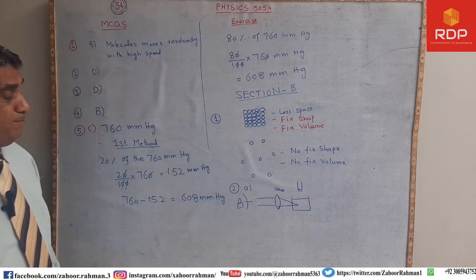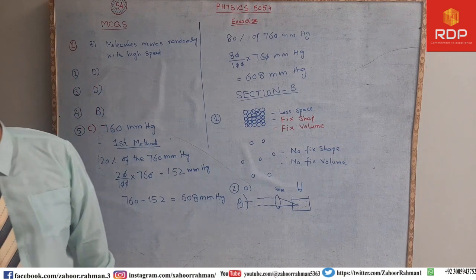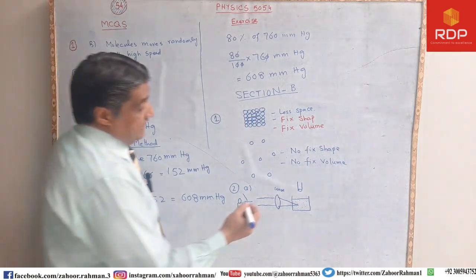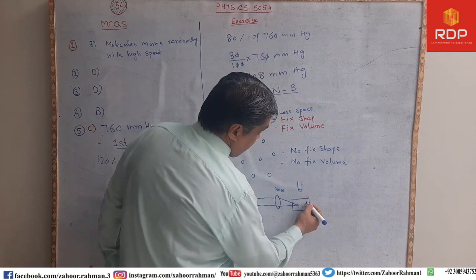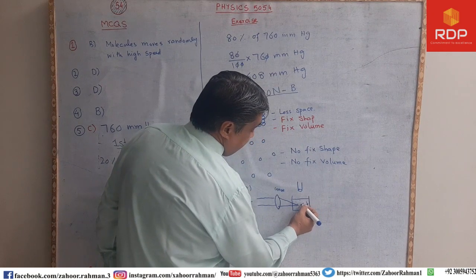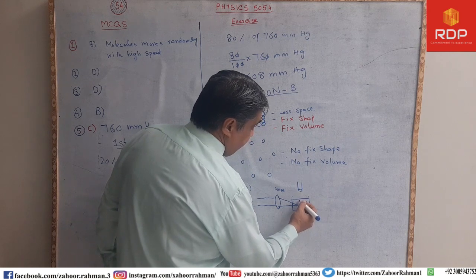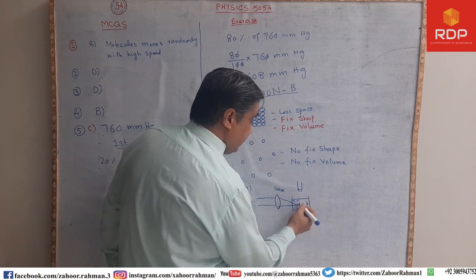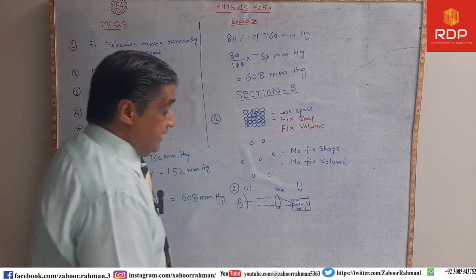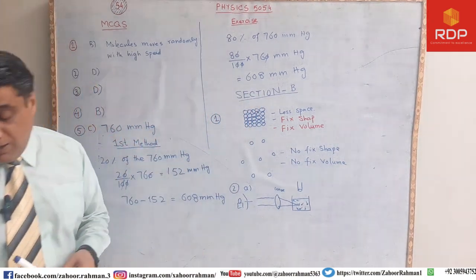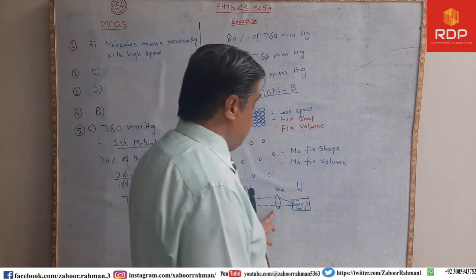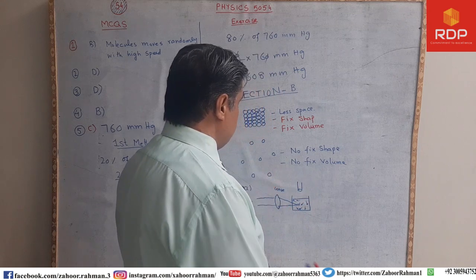Now the second part of question A, they are saying draw the motion. So they are moving randomly and very fast, and they are colliding amongst themselves as well as with the wall of the container. So you have to keep this in mind. That was the whole story.